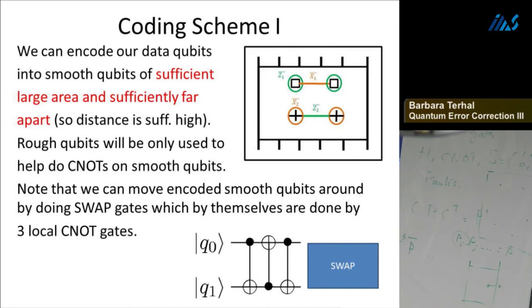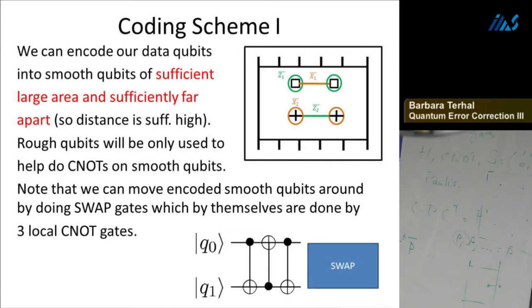Because otherwise, if they're close to the boundary, then the logical X is equivalent to a brown line that goes here and a brown line that goes there, the product of these. And that can be deformed away from the boundary.